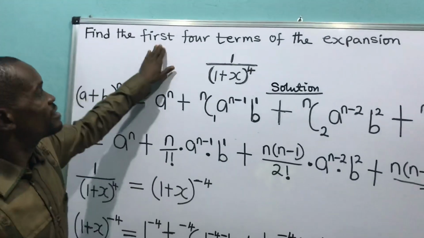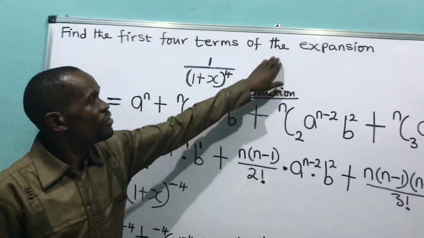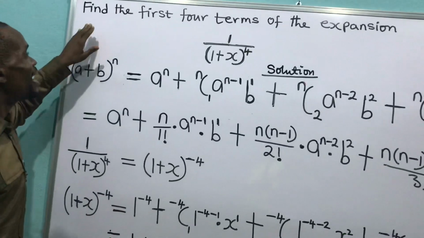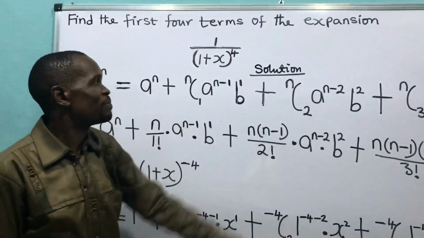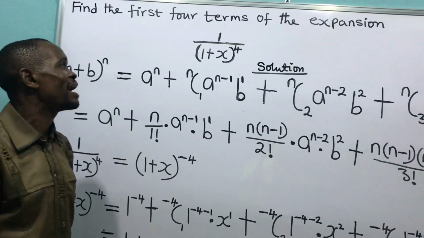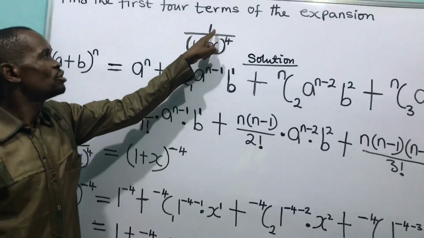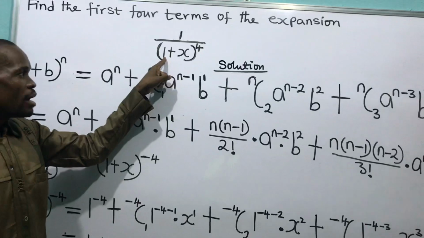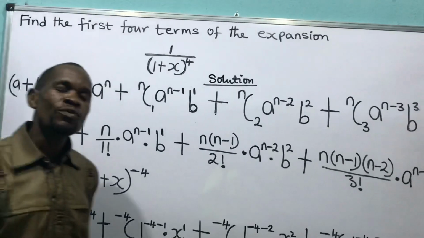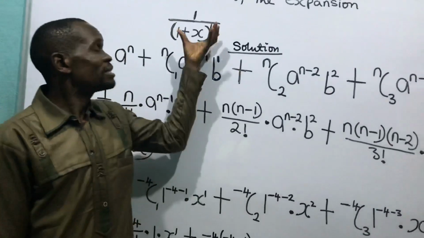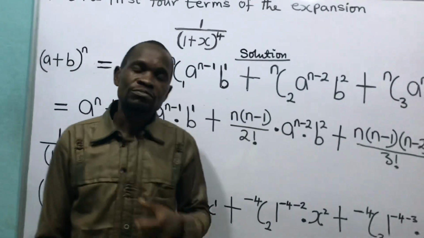Find the fixed fourth term of the expansion. We are asked to find the fixed fourth term of the expansion of 1 over 1 plus x, all raised to power 4. That's what we are asked to find.